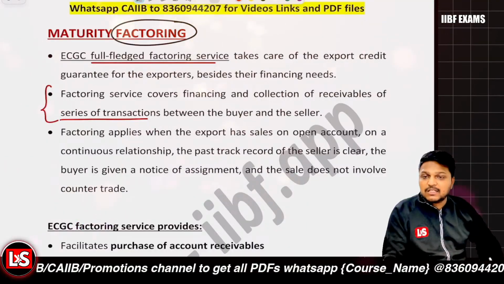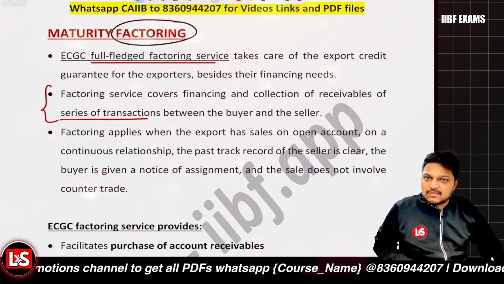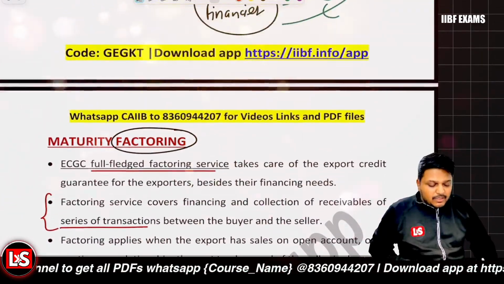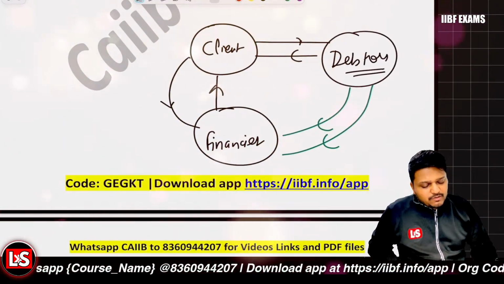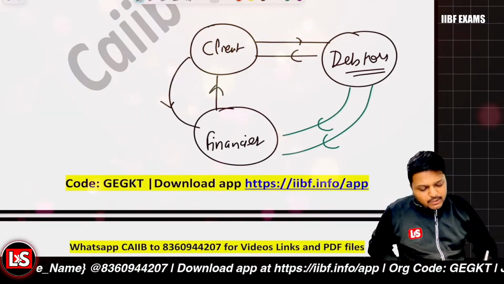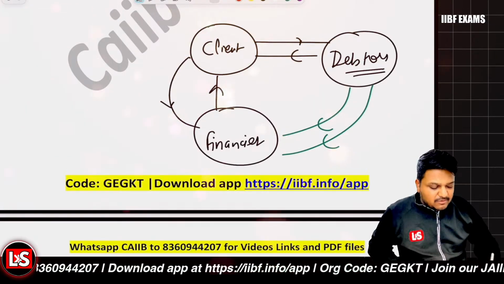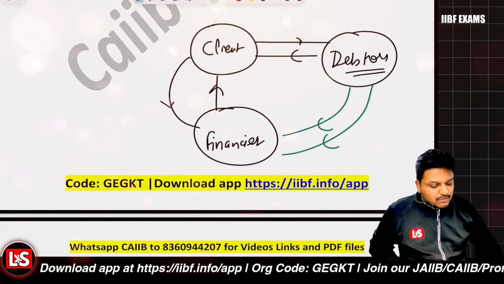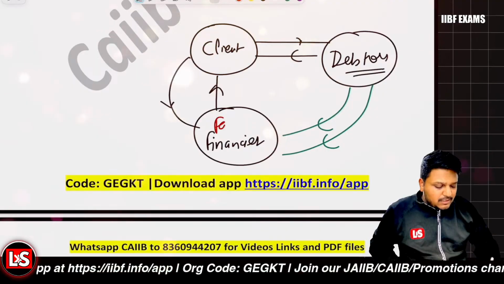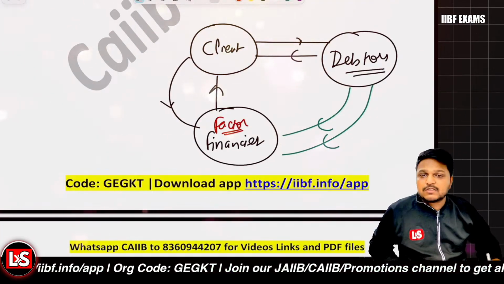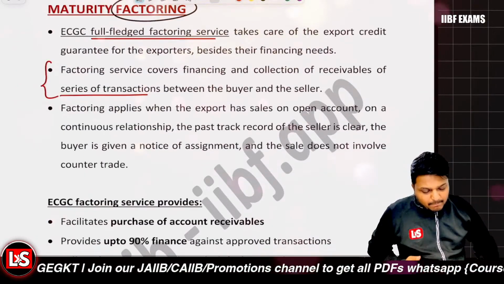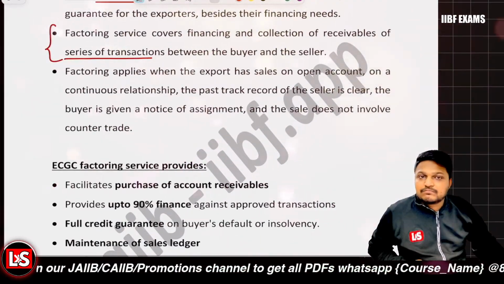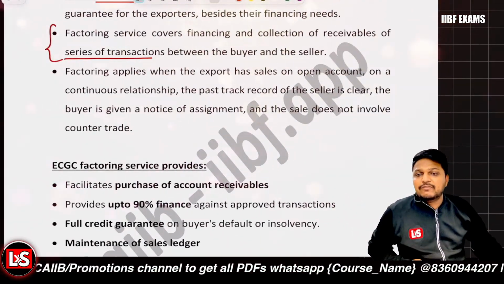So whatsoever the factor company which is formed by the ECGC, that is going to act as a factor, and whatsoever the export proceeds which were to be received, those will be assigned by the exporter to the financier. That is a factor which is set up by the ECGC, and the financier or factor is going to take care of the repayments. Clear with it? So that's about the maturity factoring, right?